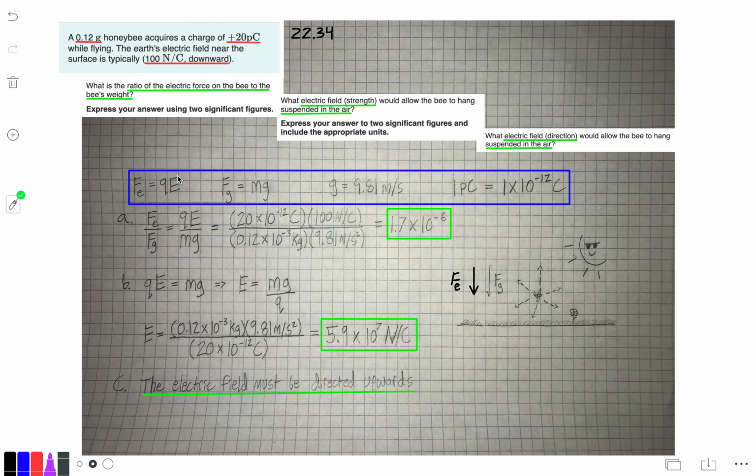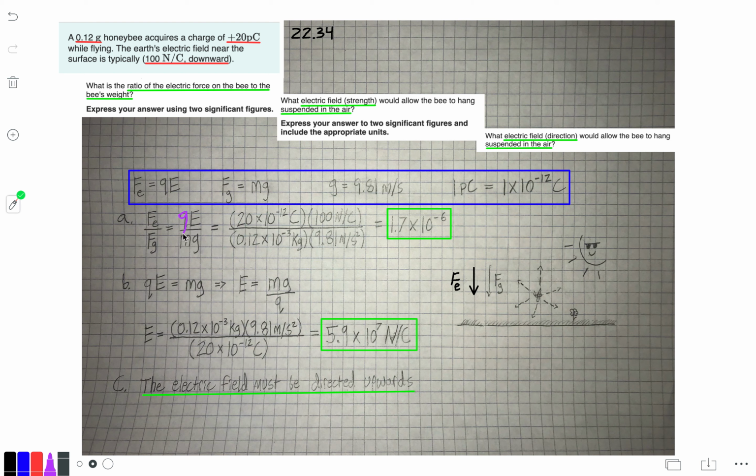And to start off this problem, there's three parts. The first part, we have the ratio of the electric force on the bee and the bee's weight. And in the answer of this problem, we're given this ratio right here. So we know that this ratio is what we're solving for. So we can go ahead and substitute the values that we have here.